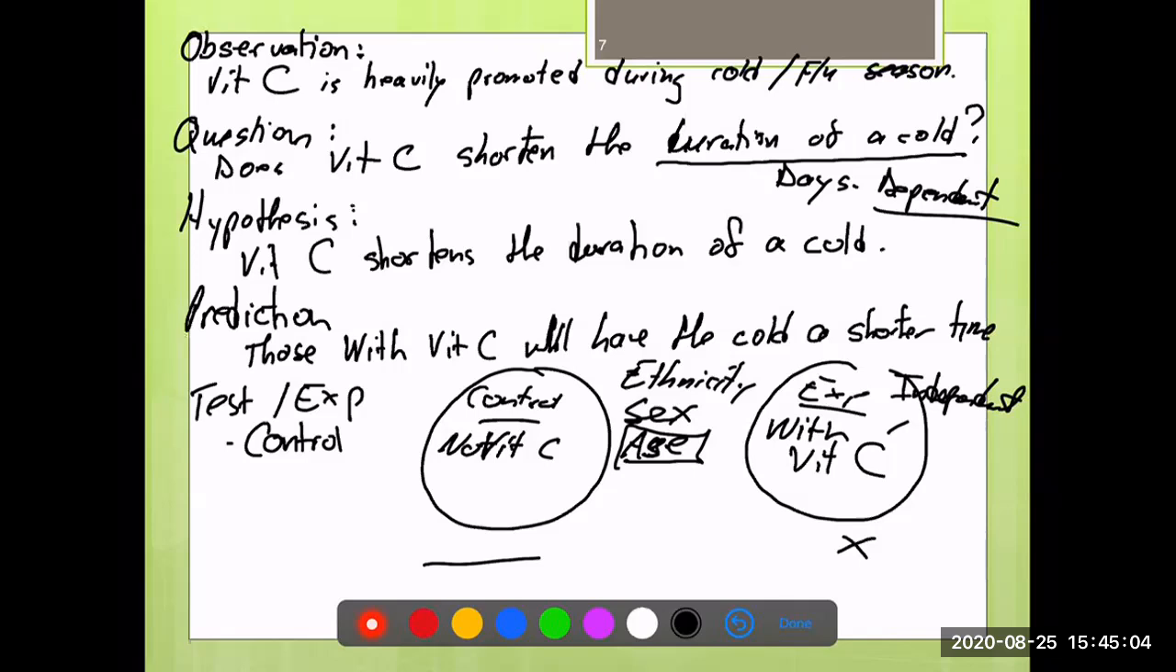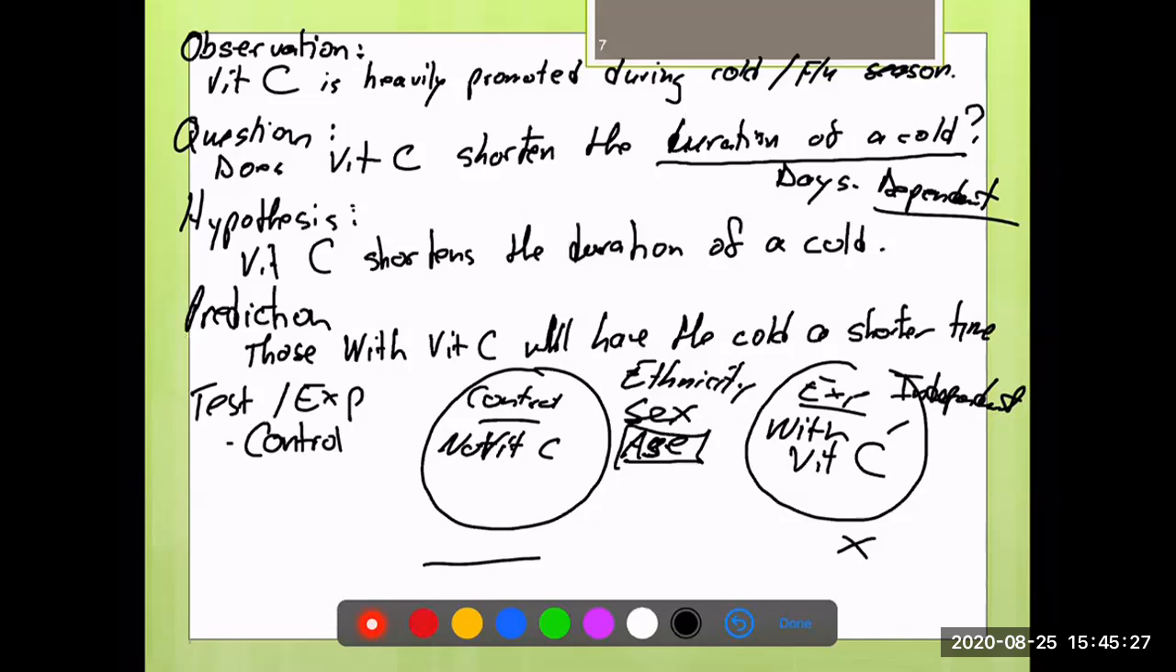Okay, what other things can we look at? We can also ask individuals that might participate in this experiment, do you have any pre-existing conditions? Do you have emphysema? Do you have asthma? Do you have any issue with your immune system already? And then we need to decide, do we include them or not in the experiment?